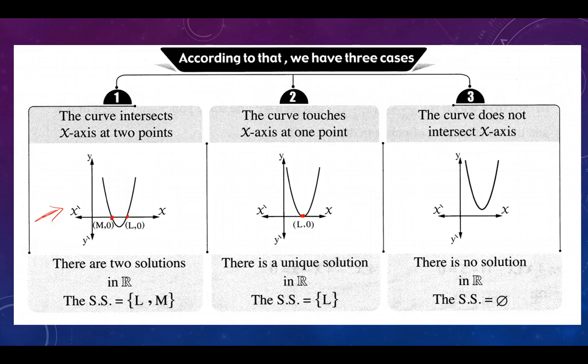Okay? In the third case, the curve doesn't intersect x-axis. Here you can see that the curve doesn't intersect x-axis. So the solution set will be phi, and this is in R, in the set of real numbers. Okay? Here again, the curve doesn't intersect x-axis at any point. So the solution set will be equals to phi, and there is no solution for this equation. Okay.